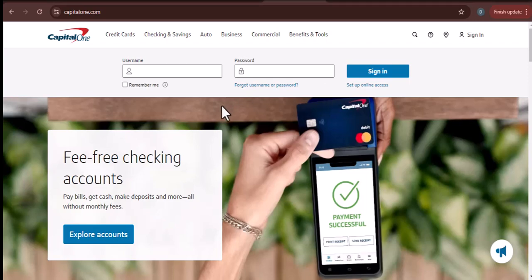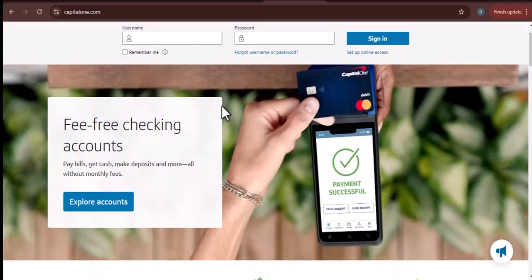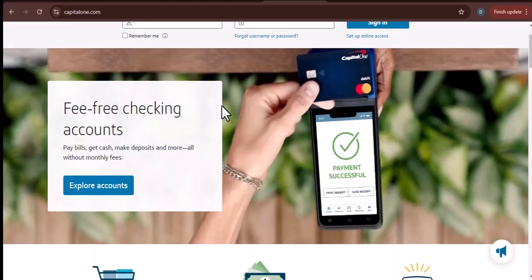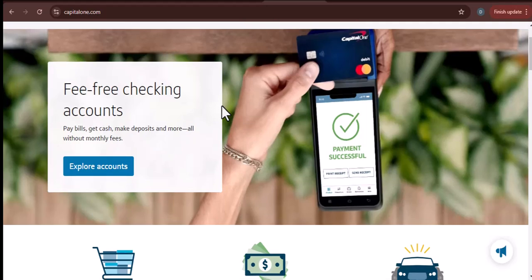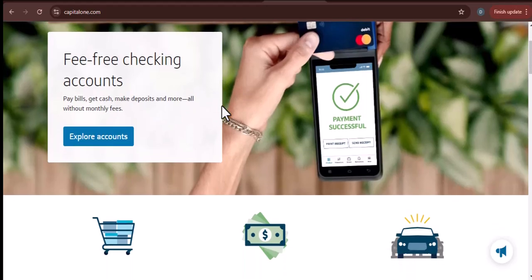Today, I'm going to be answering the question, can I deposit someone else's check into my Capital One account? This is a question that I get asked a lot, and I'm happy to finally be able to answer it for you.